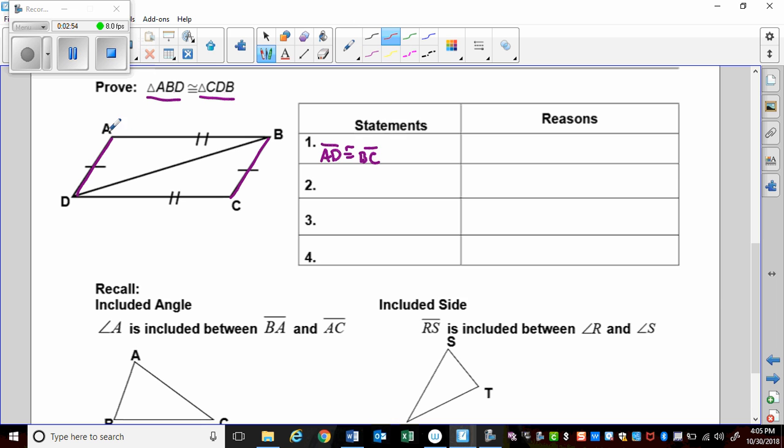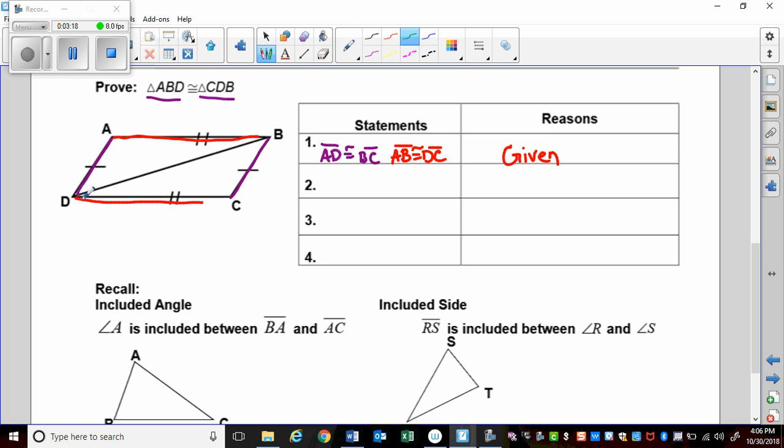And they're giving us something else. AB is congruent to DC. AB is congruent to DC also because they give it to us. They plug it into our picture. So this reason is always going to be given. We're going to start with what they give us.